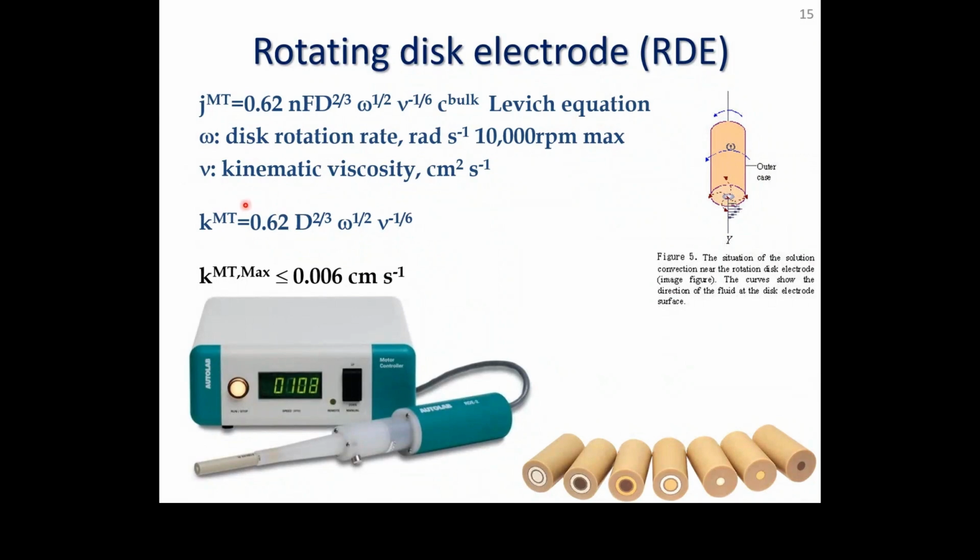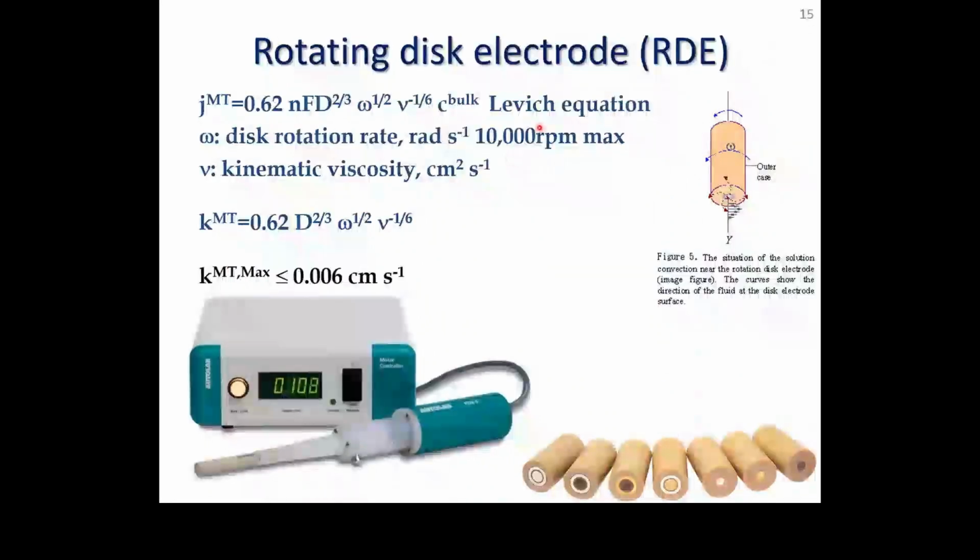And so we can see from this equation that our mass transport rate constant is just equal to this. If we plug in typical values for diffusion coefficients, rotation rates and viscosity of solutions, we see that the maximum kMT is of the order of 0.006 centimeters per second. So it's about 160-fold lower than we would ideally want if we really wanted to measure the electron kinetics of all the sorts of reactions that we're interested in.